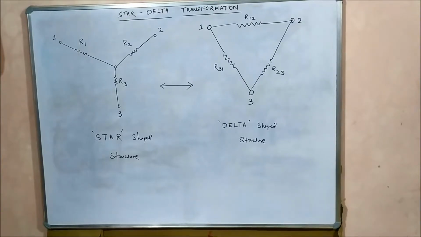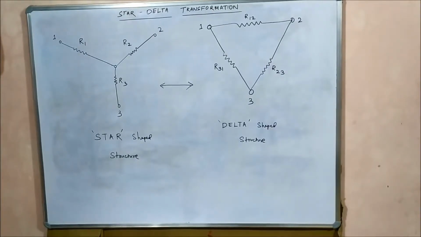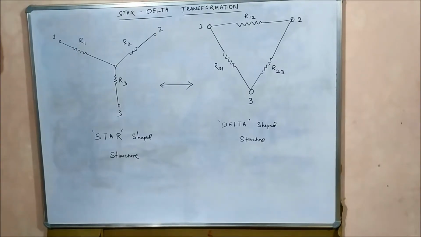At that time you need to have a strategy for how to simplify the circuit, how to make some manipulations or alterations in the circuit without changing the circuit behavior, the circuit characteristics, that is the voltage and current relationship, so that you can simplify the circuit structure and calculate the equivalent resistance of the particular circuit. In that case, the star to delta transformation or conversion techniques come in handy.